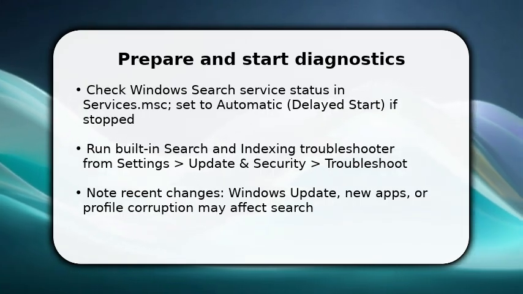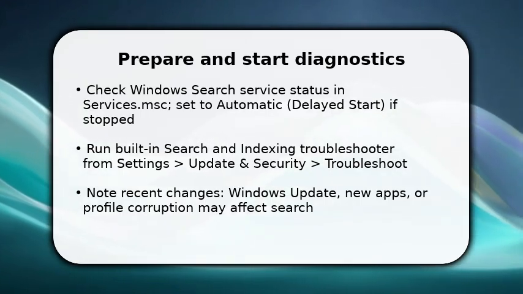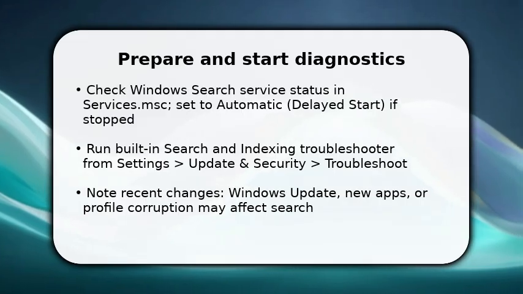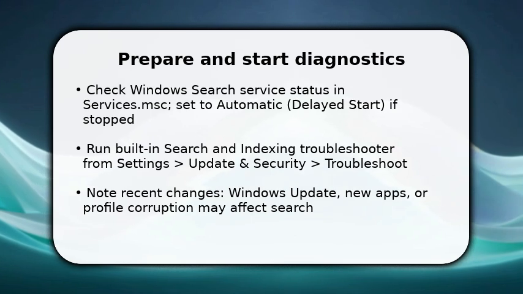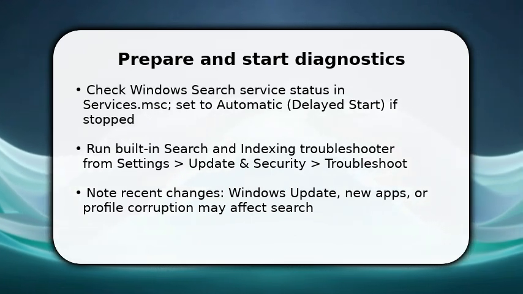You should also record recent changes like updates or app installs because those explain why indexing might stop. This helps prioritize fixes and saves time as you move into deeper repair steps.